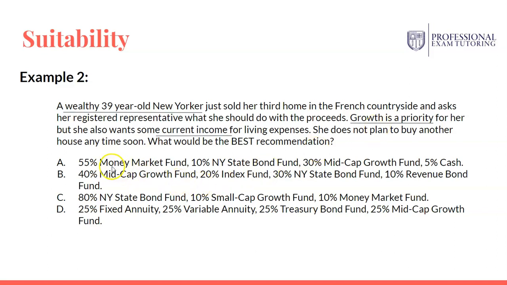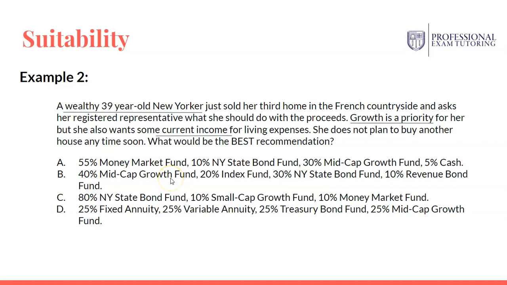So the first one here, we see 55% money market fund, 10% New York State bond fund, 30% mid-cap growth fund, 5% cash. This one's fairly conservative. 5% cash plus 55% money market fund, that's 60% in really conservative cash-like investments. She's probably not going to need that because she can afford to invest in 60% stocks. So we'll drop that one for now.